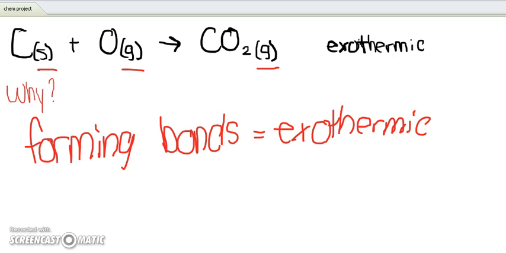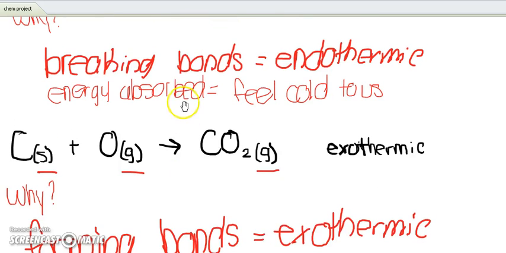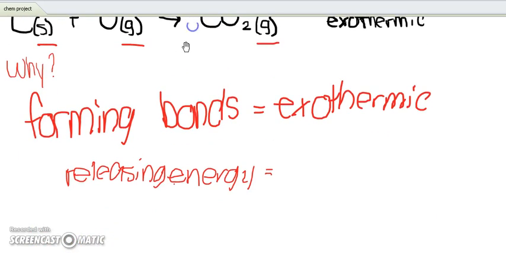In this reaction, the carbon solid and the oxygen gas producing CO2, when you are forming bonds, we are releasing energy. And when you release energy, it's going to feel hot to us.